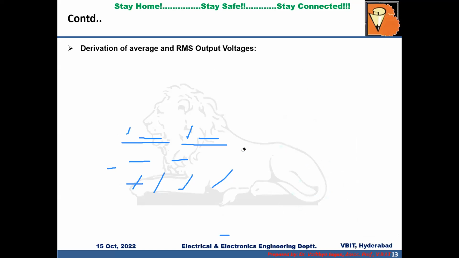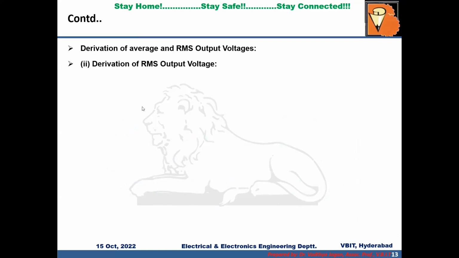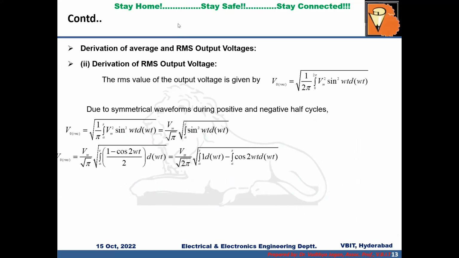Again, we'll derive the RMS output voltage from the waveform which we have drawn just now. If you recall the waveform, from alpha to pi we get the positive half cycle, and from pi plus alpha to 2 pi we get the negative half cycle. Both half cycles are symmetrical, so I can take only one half cycle. Root mean square for one half cycle is root of 1 by pi, integral from alpha to pi, Vm square sin square omega t d omega t.